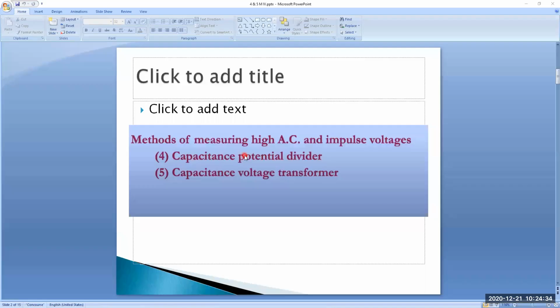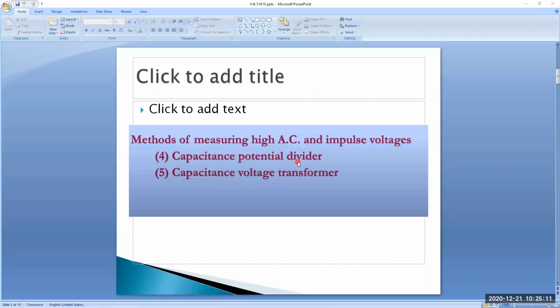Okay, so then coming to the concept of measurement of high impulse voltages. In the previous lecture, we completed the resistance potential divider and the capacitance potential divider. But that capacitance potential divider is a basic potential divider. By using series capacitors, we have to measure the very high impulse voltage. Another concept is also there, the capacitance potential divider for measurement of high impulse voltages.